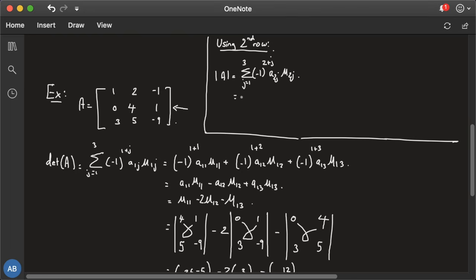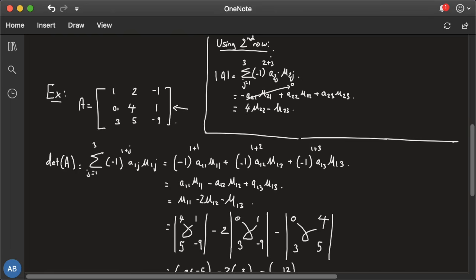You'll see that you'll get minus a21 m21 plus a22 m22 plus a23 m23, right? Note that a21 is 0, this is gone. a22 is 4, so 4 m22, minus a23 is 1, so m23. This is the reason why it's easier.